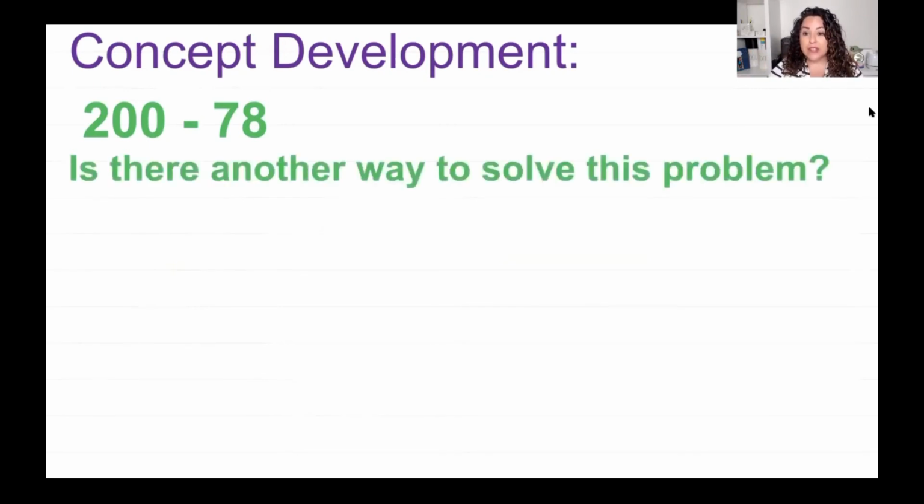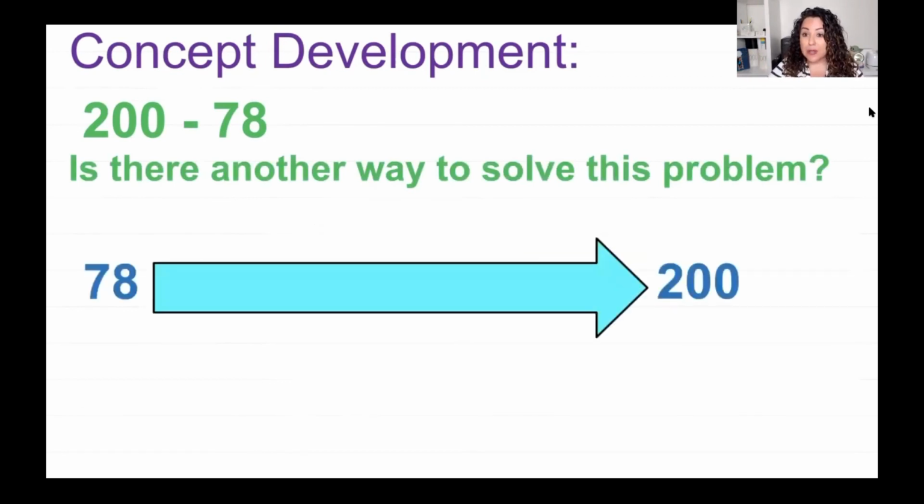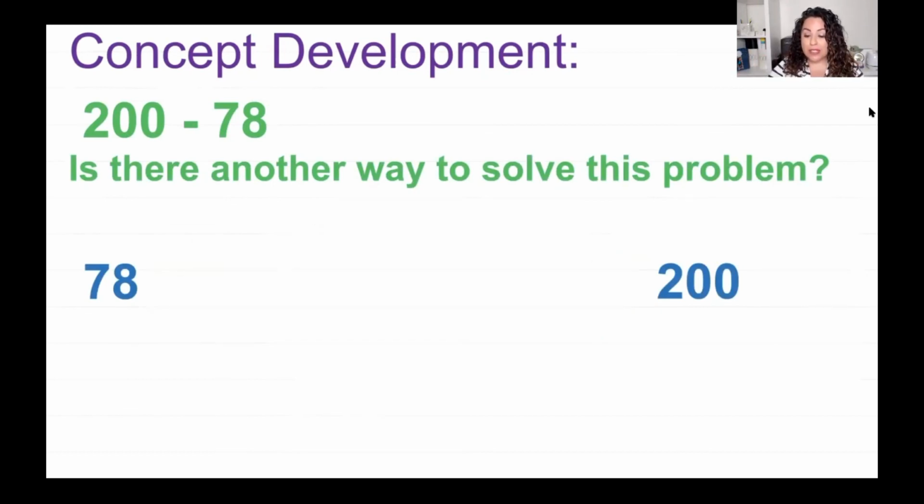122. So let's look at this problem again. 200 take away 78, and is there another way to solve this problem? There is. You can go ahead and use an arrow way to solve this problem also. So we're going to go from 78 to 200. So let's see how we're going to do that. We're going to get to our next friendly number.